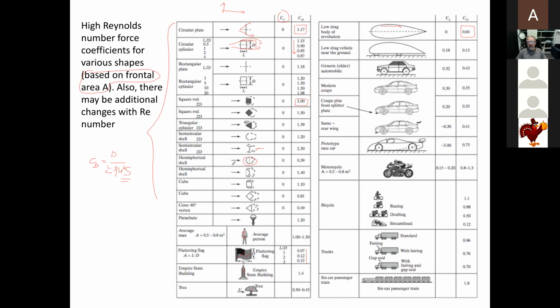On the right-hand side, and again, we're going to have special classes on lift later on, but I'm just trying to hint here a little bit that if the object is not symmetric, you may be able to generate forces in the other direction. So here is, for example, a completely streamlined shape, 0.004. Lift, of course, is 0.